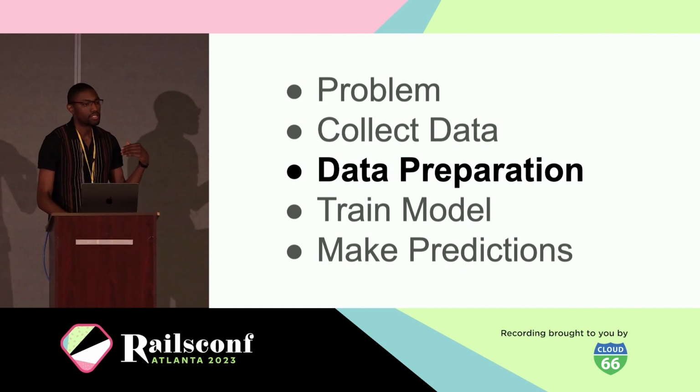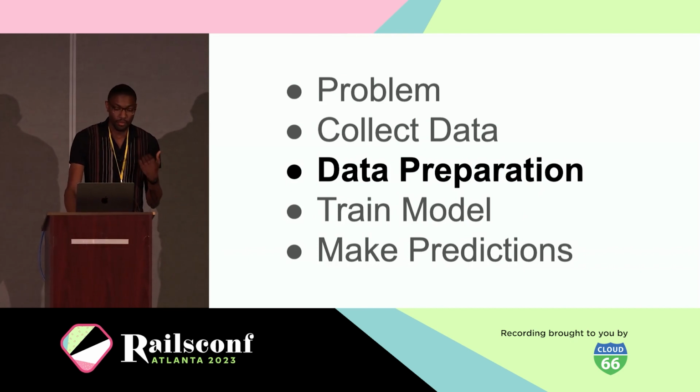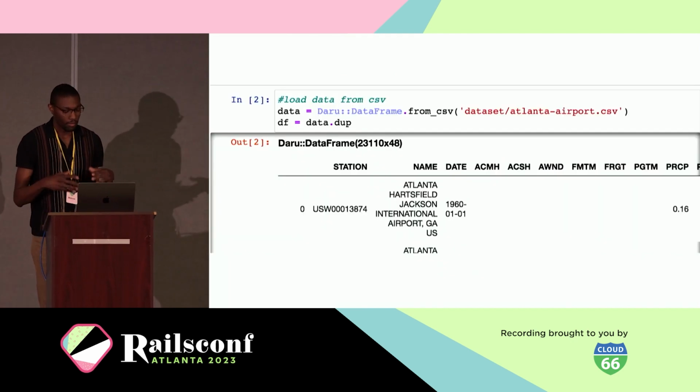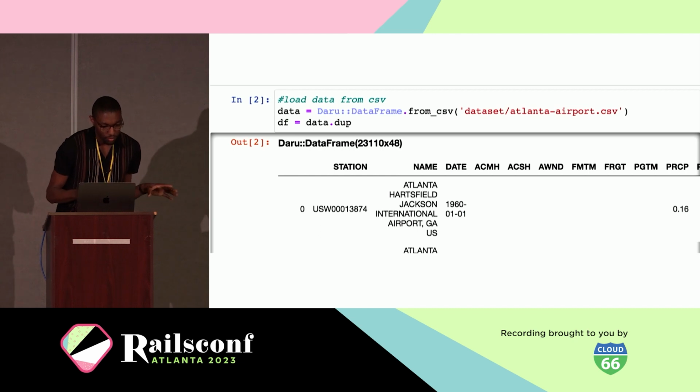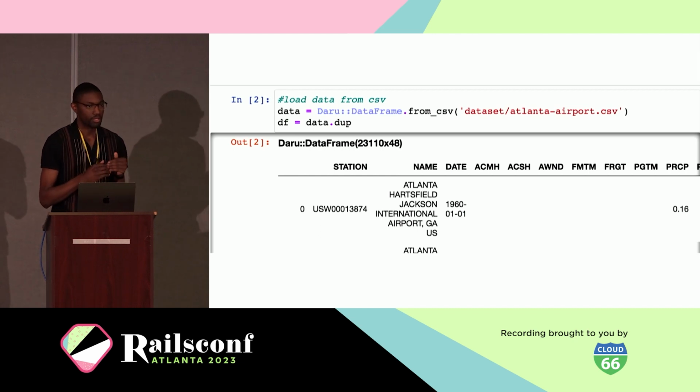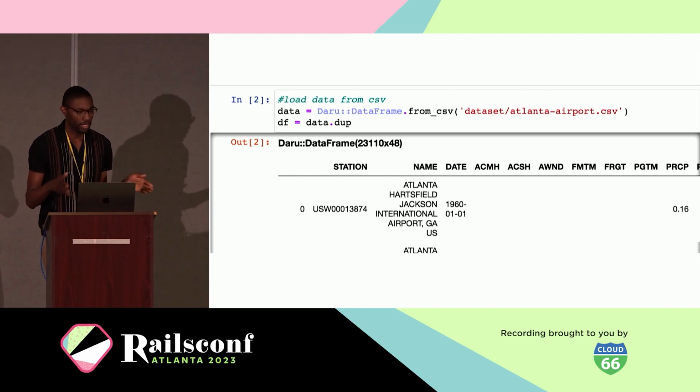The next step is data preparation. Now that we have our data, we're going to prepare it and import that data into our Jupyter notebook. Then we're going to note the rows and the columns. We'll see that there are about 20,000 rows and 48 columns there.